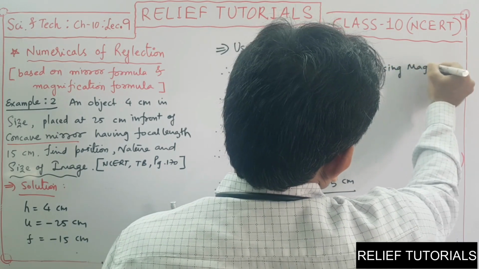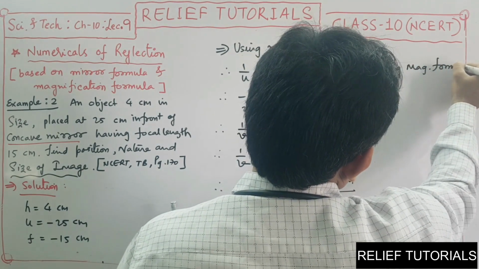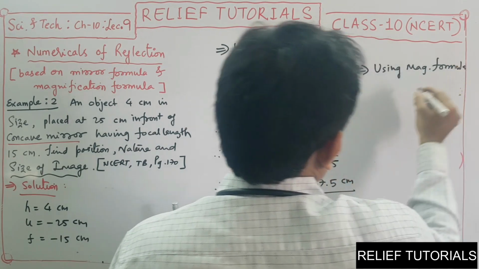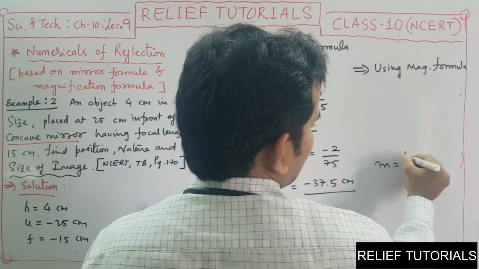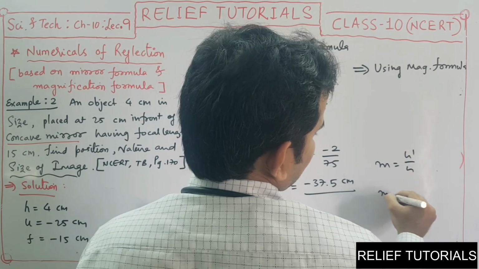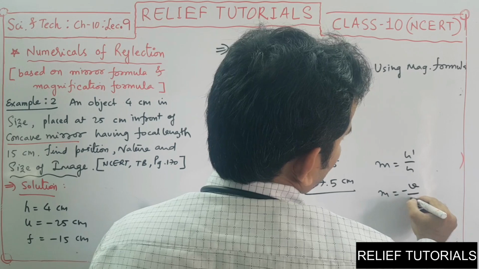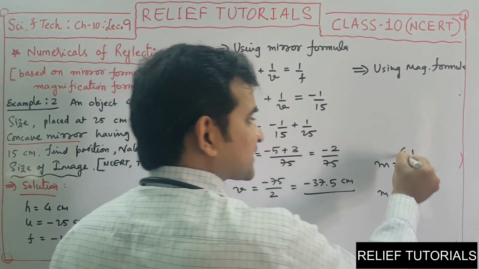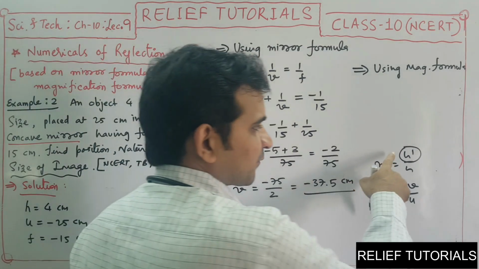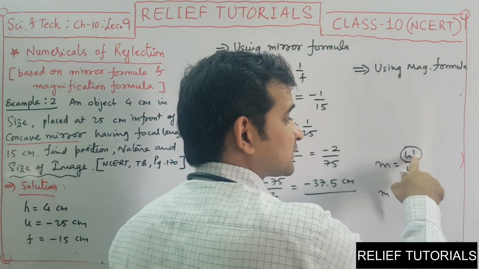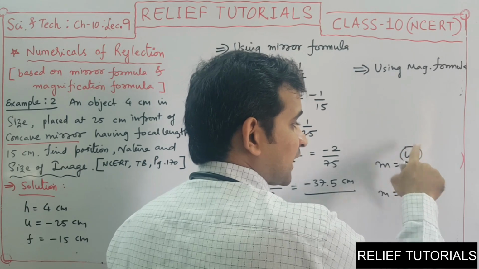Using the magnification formula, m is equal to h dash by h, and also m is equal to minus v by u. But here we have to find h dash. We want to find the precise answer of magnification. Here we have to find the height of the image.